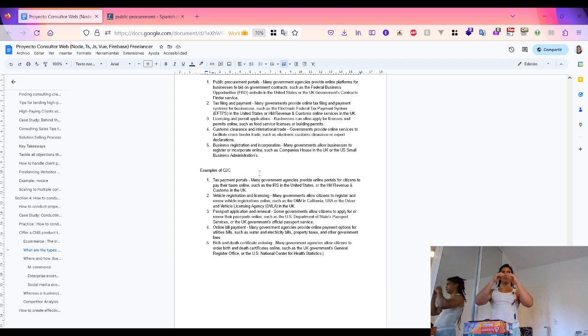And birth and death certificates, such as the UK General Register Office or the US National Center for Health Statistics.